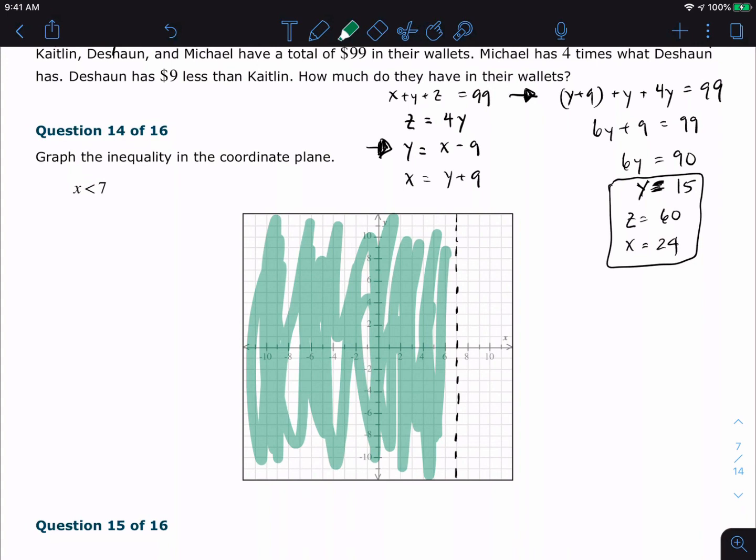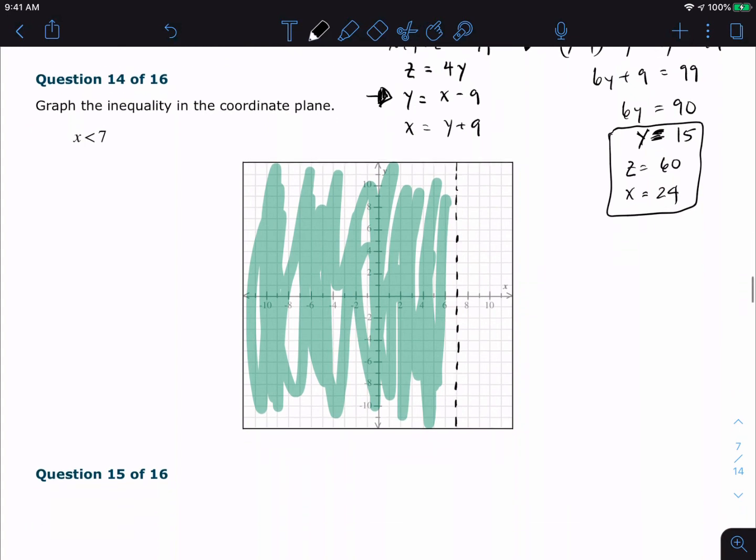We okay? So instead of being a number line, it's a vertical line, and then you're going to shade either to the right or to the left. If it was like y equals, or y was less than 7, then you'd go to 7, it'd be a horizontal broken line, and then you'd shade down, correct? Yeah. Okay. All right, let's look at 15.